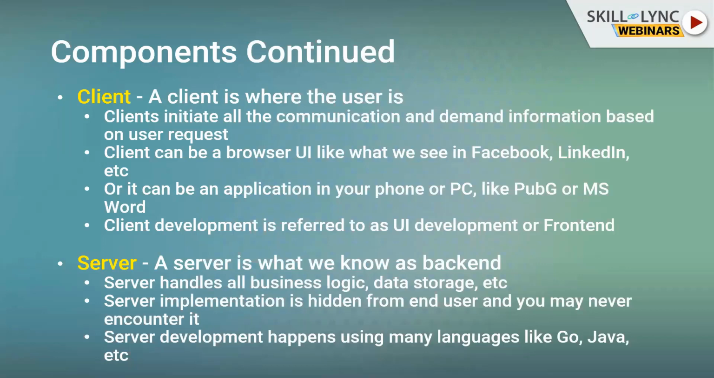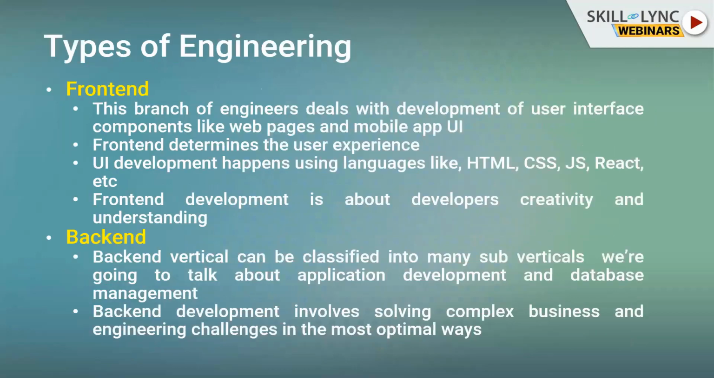So server development happens in many languages like Go, Java, etc. This is the branch of engineering which deals with server development, the server-side work, and is mostly backend engineering. Now, there are two types of engineering involved. One is the front end. Front end is the branch of engineers which deal with the development of the user interface, components like web pages or mobile app UI.